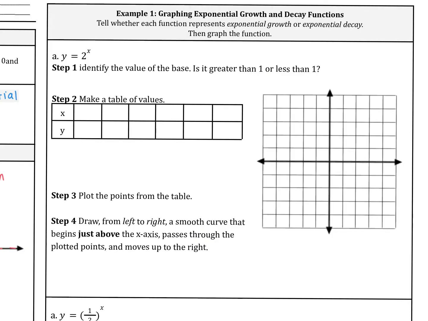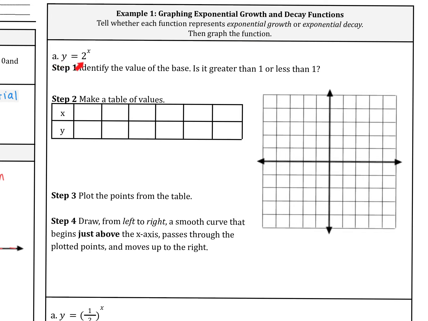So example number 1, graphing exponential growth and decay functions. For example A, we are going to do a growth function, because in this case b is greater than 1. And the next example will be a decay function. We're going to have to tell whether each function represents exponential growth or exponential decay. Then we are going to graph it.